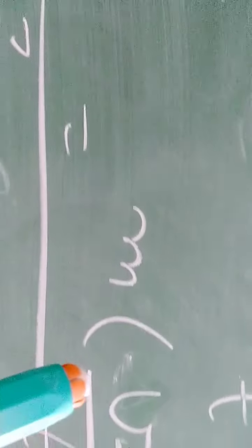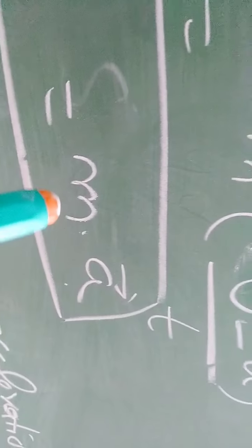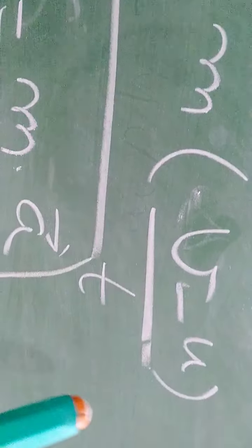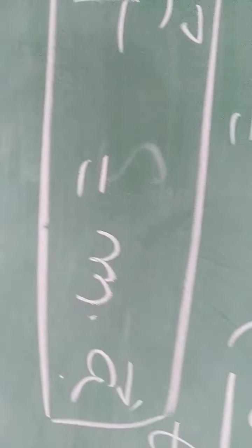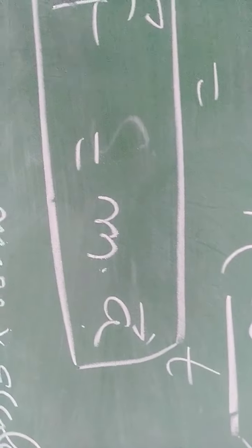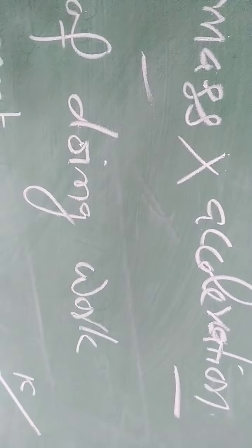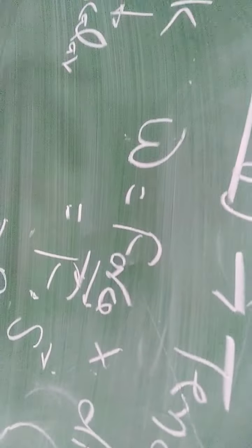Now this is equal to mv minus mu upon t. This is equal to m into (v minus u) upon t, and we get F is equal to m into a. (v minus u) upon t is a, acceleration, right? So force is equal to mass into acceleration, clear? Now energy is concerned with the tendency of doing work, right?